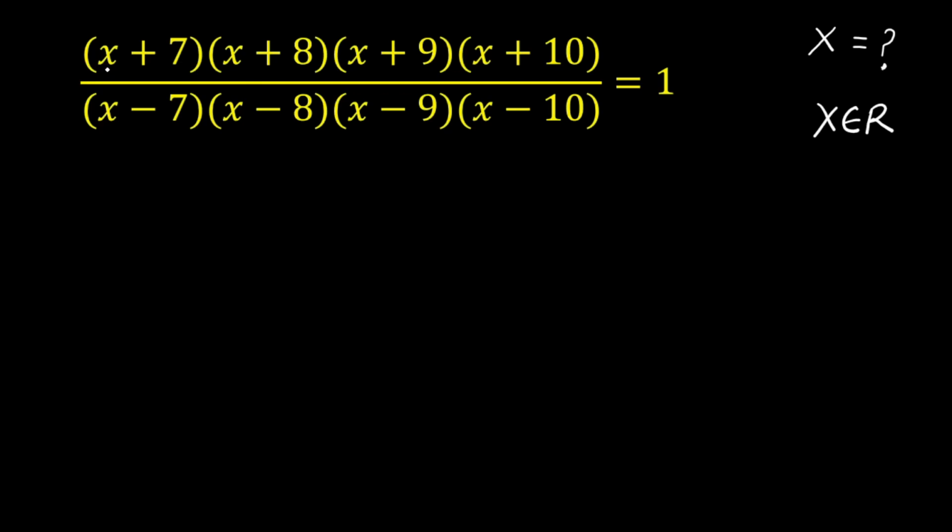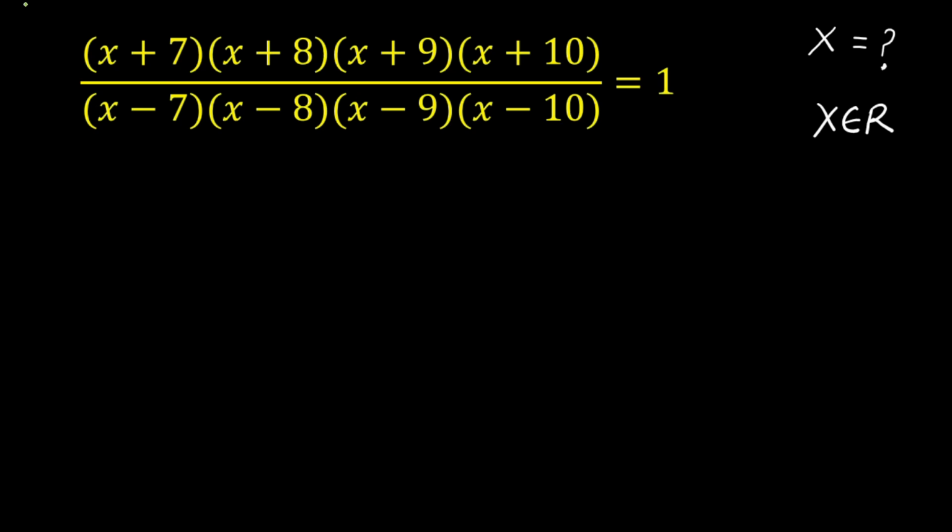Friends, in this video we are going to solve (x+7)(x+8)(x+9)(x+10) divided by (x-7)(x-8)(x-9)(x-10), and this is equal to 1. Here we will find the value of x, where x belongs to the real numbers.